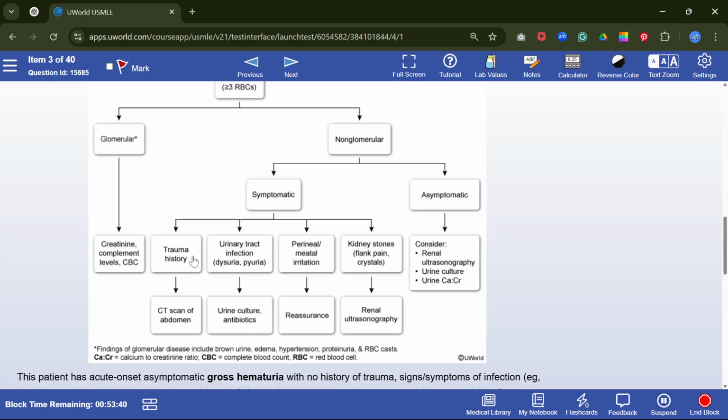So this patient is symptomatic, isn't it? Is it? But symptomatic. So non-glomerular. Yes, it is non-glomerular. I got it, but okay, no symptom then. Dysuria, frequency, urgency. Yes.